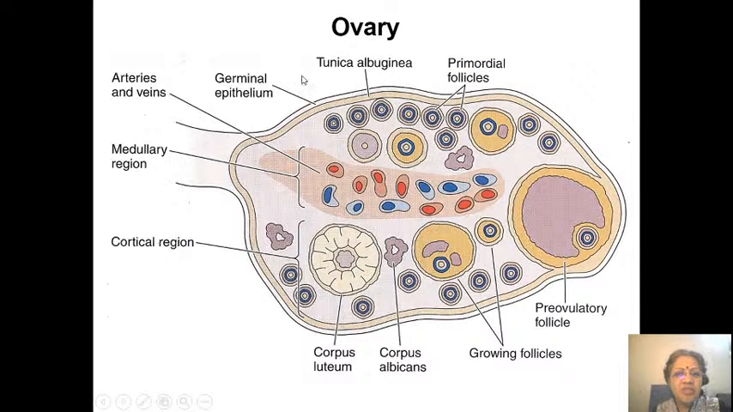So this is just to explain to you that on the surface you have a germinal epithelium, beneath that you have a tunica albuginea, then you have follicles, inside of which we will look at in a little more detail. This light gray and this light gray is cortex, and then there is a core area inside the ovoid gland, which is called its medullary region.